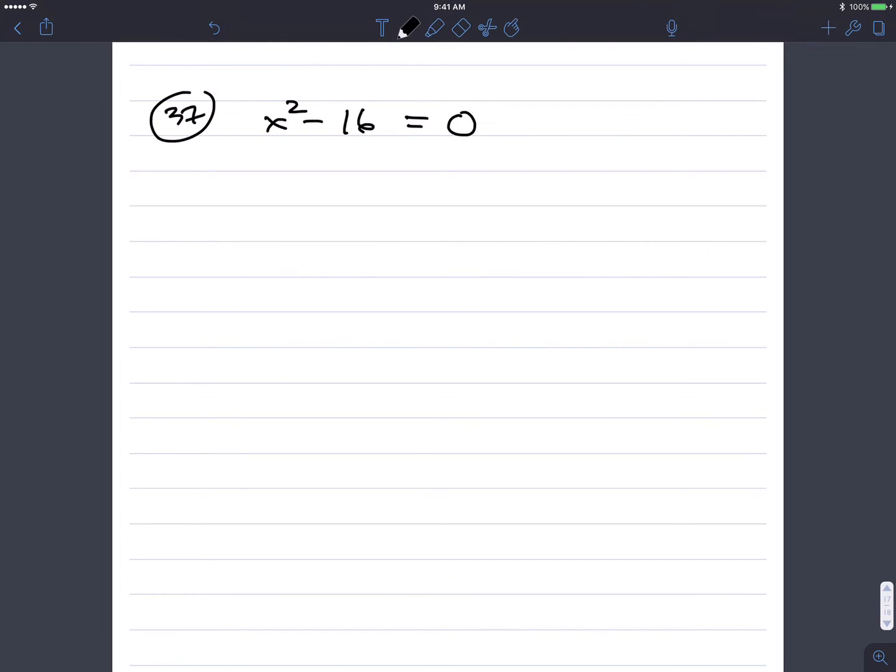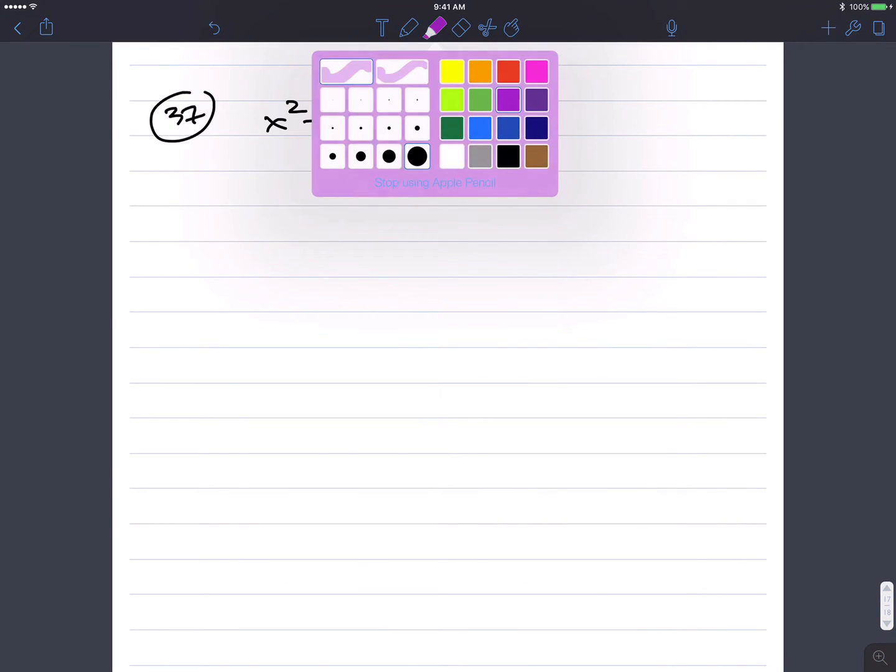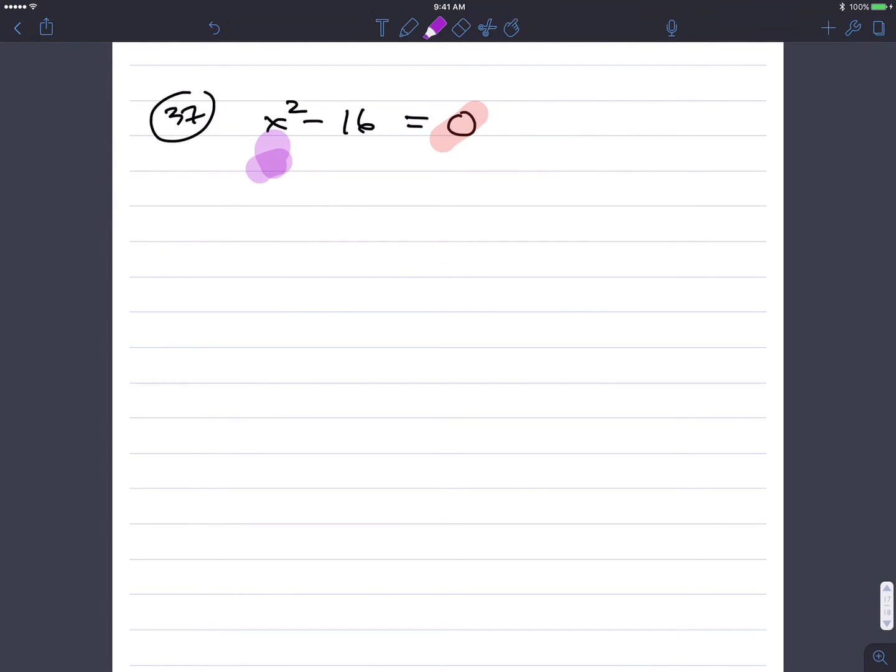Okay, so we're going to solve these quadratic equations, like we've been doing. What do you guys notice about this here? We got 0, but what's the problem? We don't have a product. So we don't have that 0 product. What do you guys do with this? We're going to have to factor.